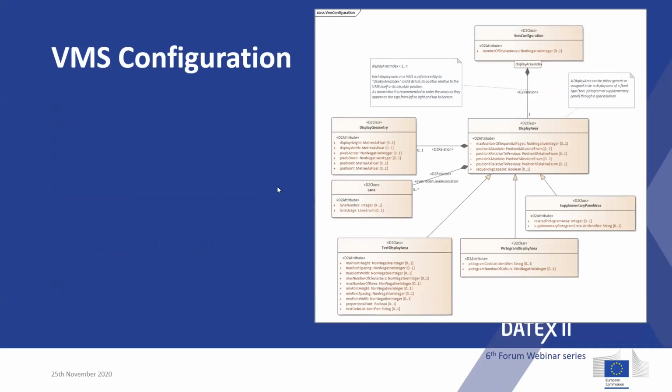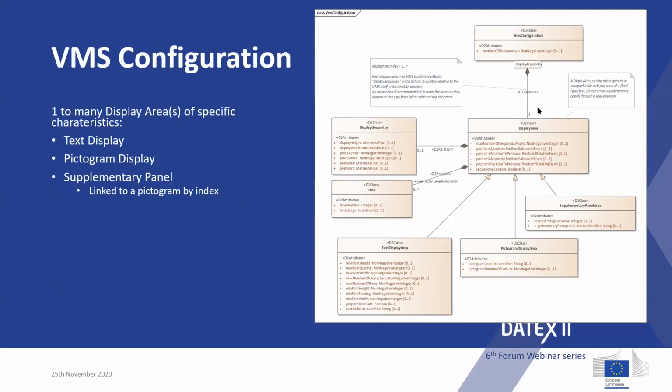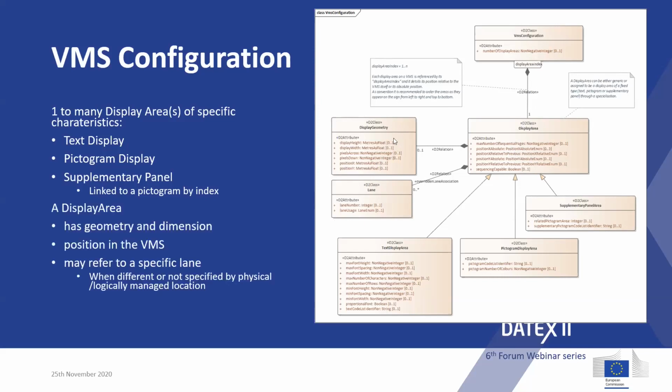This VMS configuration is very, very important. We need to understand how a VMS is composed of display areas. A display area may be a text display area, a pictogram display area, or a supplementary panel area. And these are indexed as the VMS was by the controller. The areas are indexed one after the other. They all have geometry information, dimension, and relative position among the different display areas, and general position absolute to the VMS. And a display area may refer to a specific lane as well.